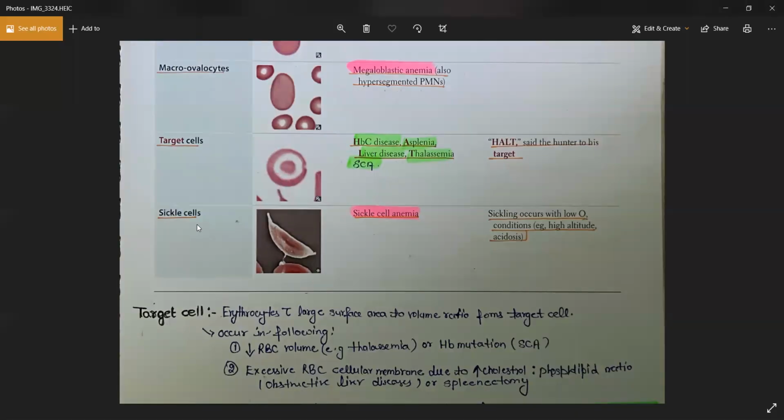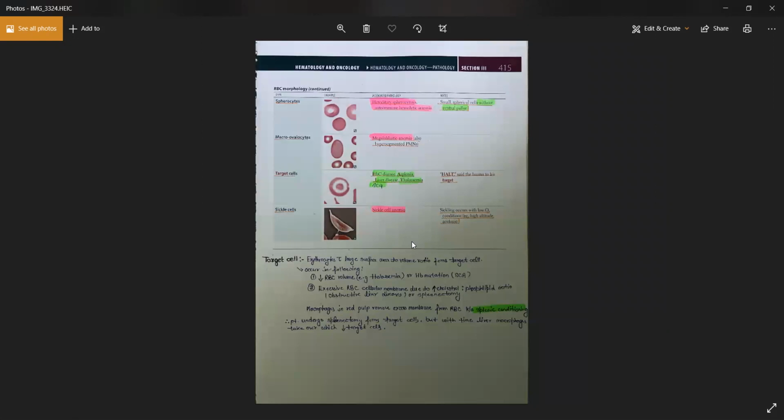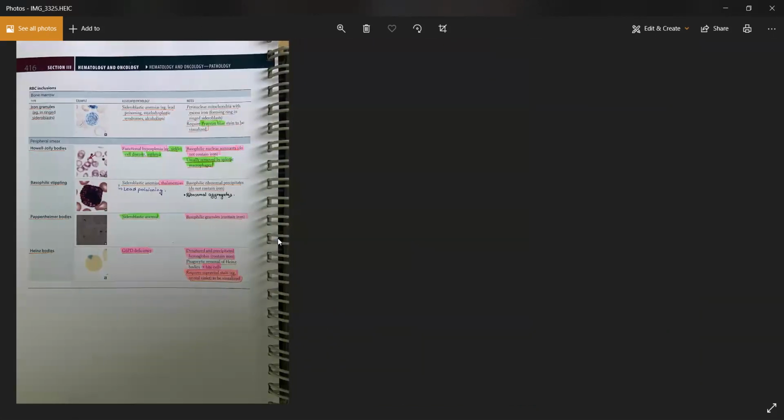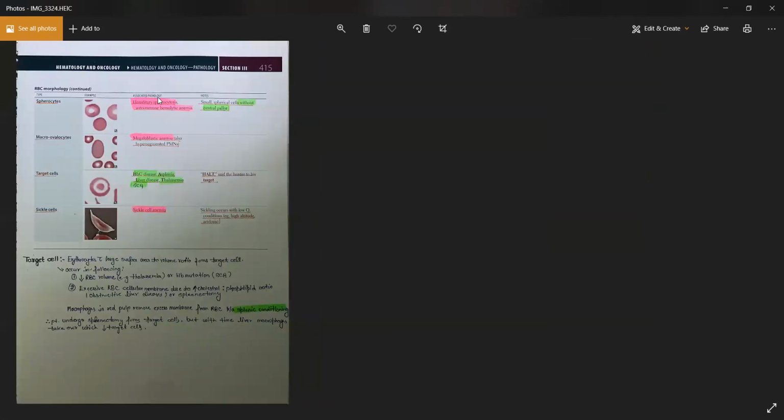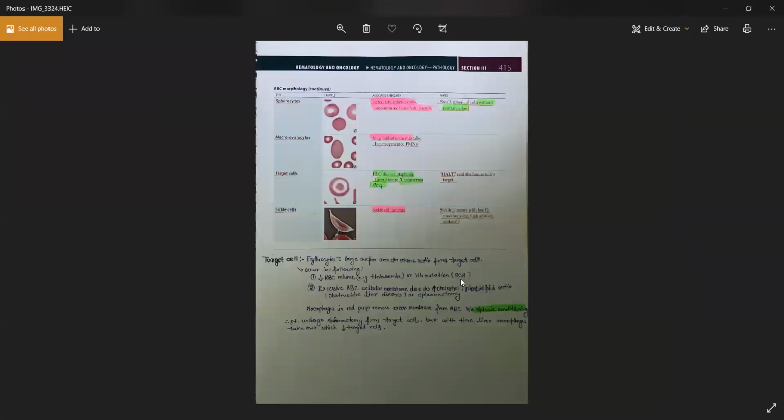Then come the sickle shaped cells, and they are seen in sickle cell anemia. We have discussed already why the sickling is occurring in sickle cell anemia. Whenever you have a condition in which low oxygen is there or more CO2 is there, it will cause the sickling, just like acidosis or the high altitude case. Any doubt on this page? Okay, so these are all about the RBC shapes, the different shapes of the RBC.